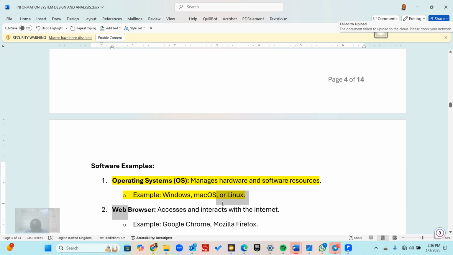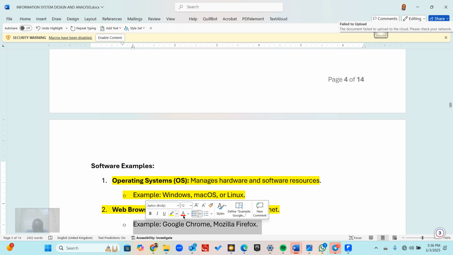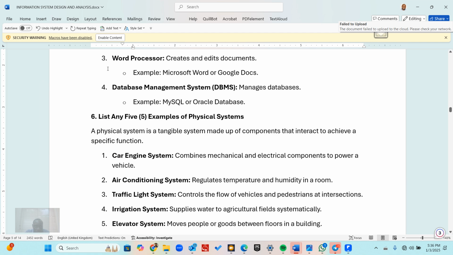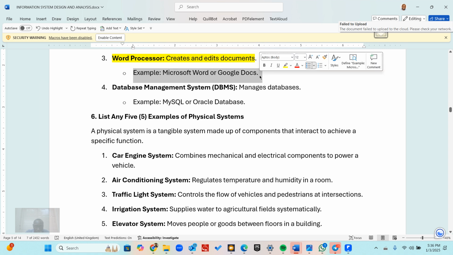We have web browsers, accessing and interacting with the internet, like Mozilla Firefox and Chrome. When you move further, you see word processors, which create and edit documents. Examples are Microsoft Word and Google Docs.